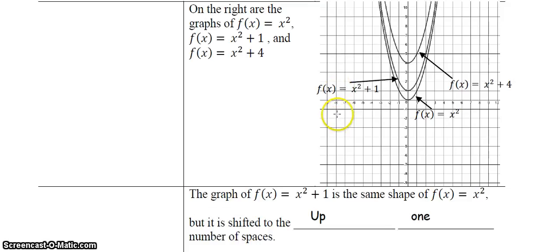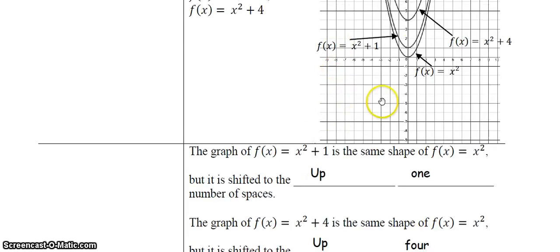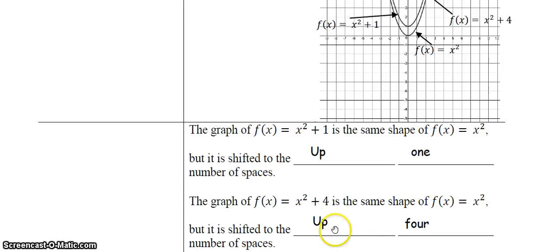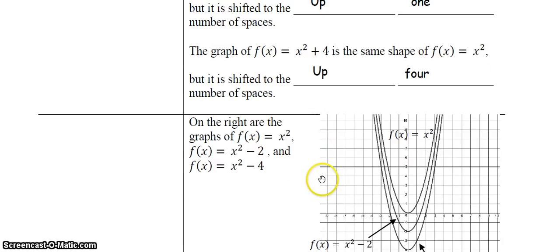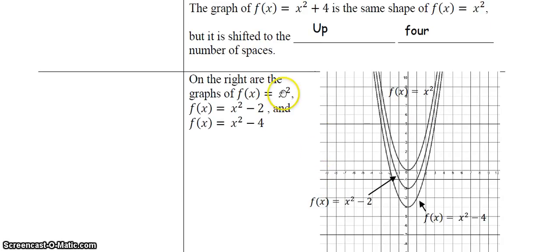Okay, so again, when we looked at this, x squared plus 1 is up 1 unit, one number, one space. The x squared plus 4 is up 4. Makes sense with the plus 1, plus 4. Okay, two others, along with the x squared: x squared minus 2, x squared minus 4. Well, here's x squared. Looks like we went down. Before we were plus, it was up. This time subtract, down. Yep, down 4.